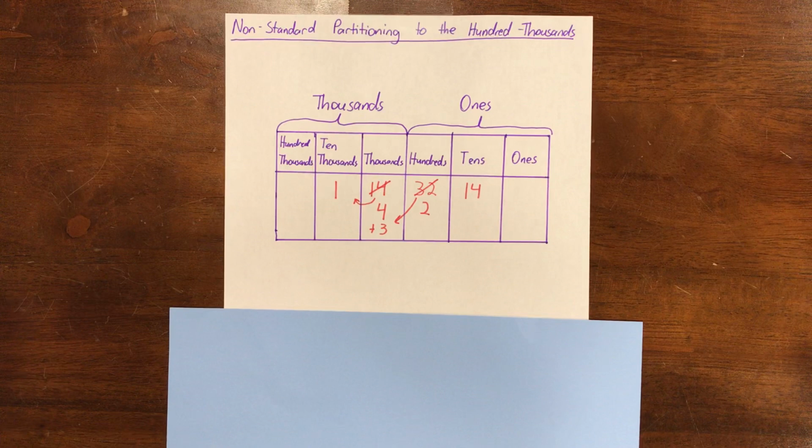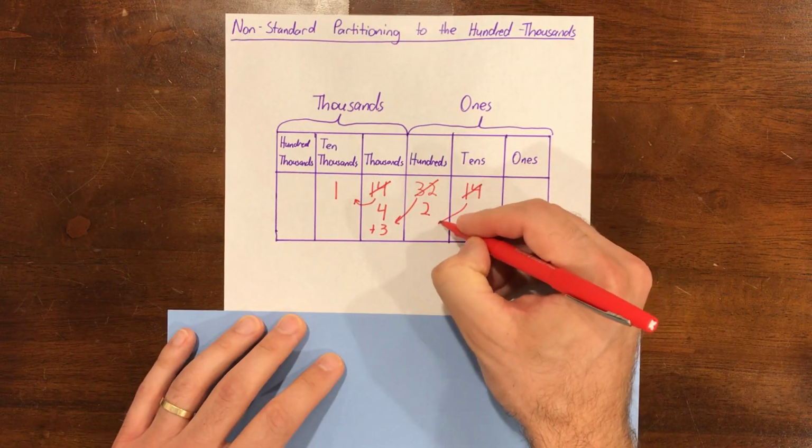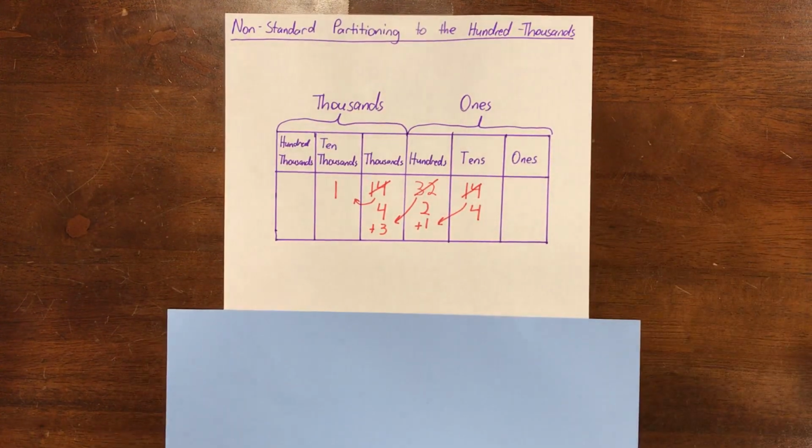Okay, what about the tens place? Say it out loud. Yeah, I can regroup 10 tens as 100, and that will leave me 4 in the tens place. Why does that work? Say it out loud. Yeah, absolutely, because 10 tens can be regrouped as 100. Now, how do we go ahead and figure out our final total? Say it out loud.